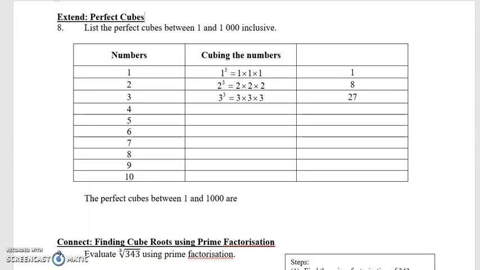For this table, it's very similar to the table on page 1 on perfect squares. I'll need you to fill in the table as well. When I have 1 and I cube the number 1, I will have 1 times 1 times 1, and that is 1. 2 cube is 2 times 2 times 2, which is 8. 3 cube is 3 times 3 times 3, which is 27. I'll give you some time to fill in, pause the video, and find the values first.